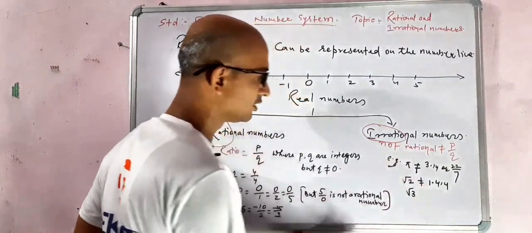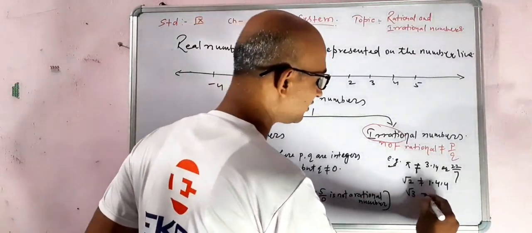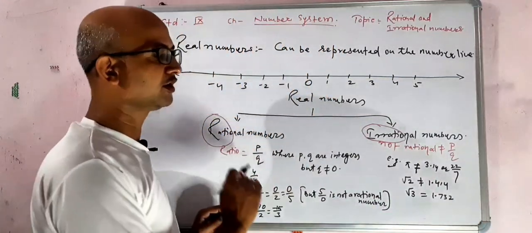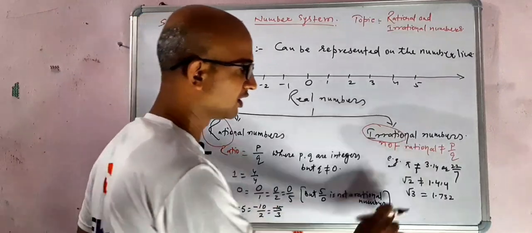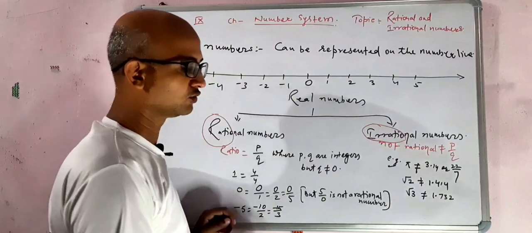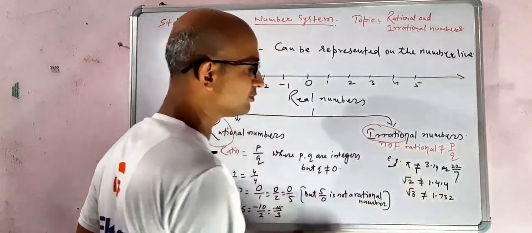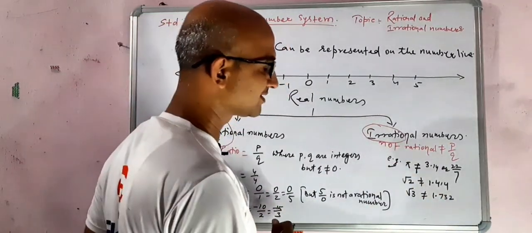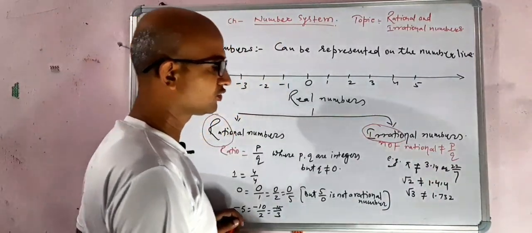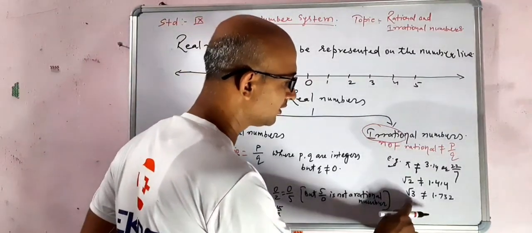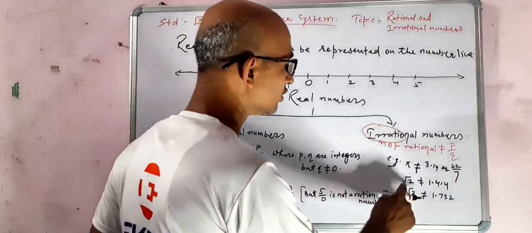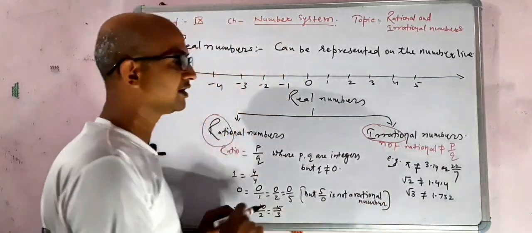Similarly, root 3, we take its value equal to 1.732, but only for our calculation. In fact, root 3 is not equal to 1.732. Root 3 is approximately taken equal to 1.732. That is, root 3 is not in the form of p by q. Therefore, root 3 is also an irrational number.